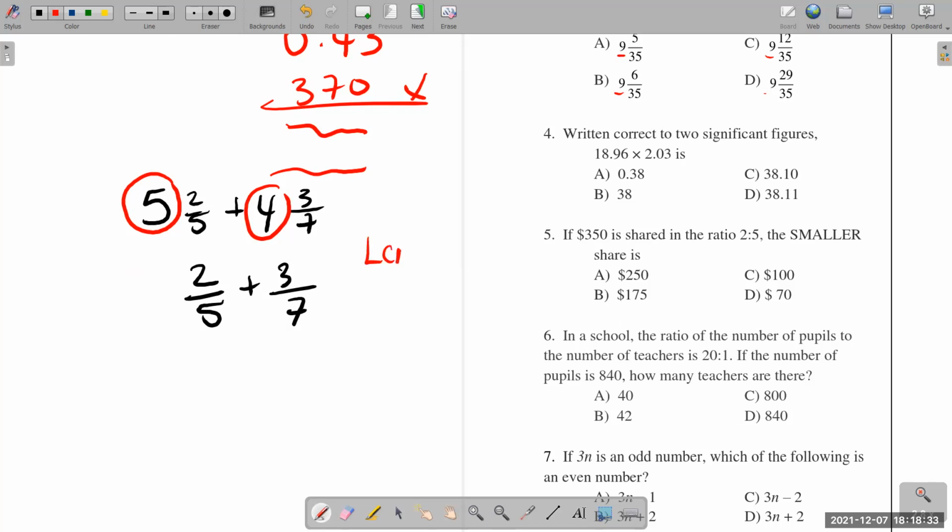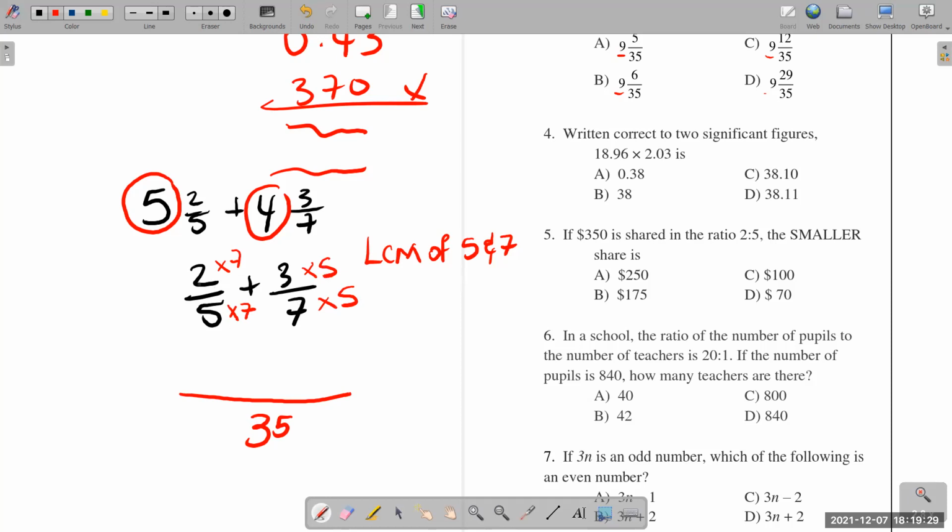So I need to find the LCM of 5 and 7. Somebody, what's the LCM of 5 and 7? Excellent, 35. So this is how we do this. We draw our line. We need to change 5 to 35 and 7 to 35. So what number can I multiply by 5 to get 35? Multiply by 7. Whatever you do to the bottom, you do to the top. Same thing here. What do I do to 7 to change it to 35? I multiply by 5. Whatever I do to the bottom, I do to the top.